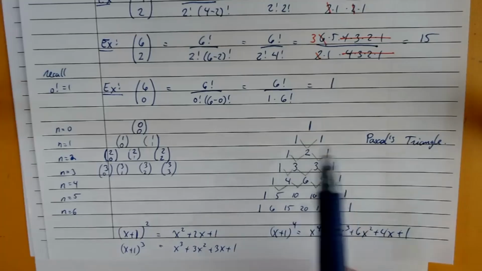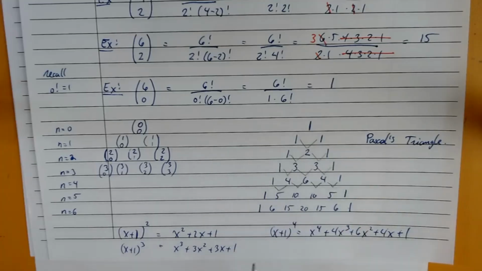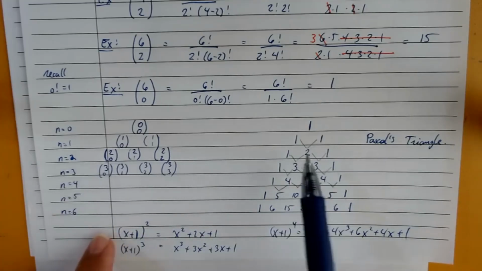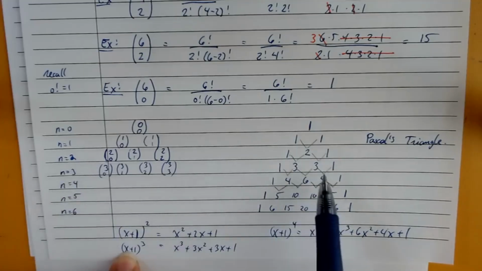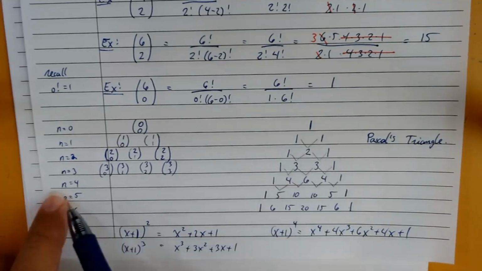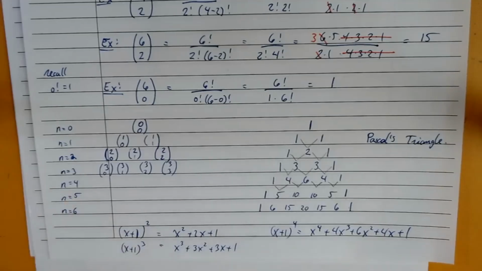Because among other things that the numbers in this triangle represent, they represent the coefficients of expanding the binomial x plus 1. X plus 1 to the second power, hey, just use n equals 2. Those are your coefficients. To the third power, use n equals 3, and that's your coefficients. Fourth power, when n is equal to 4, those are your coefficients.